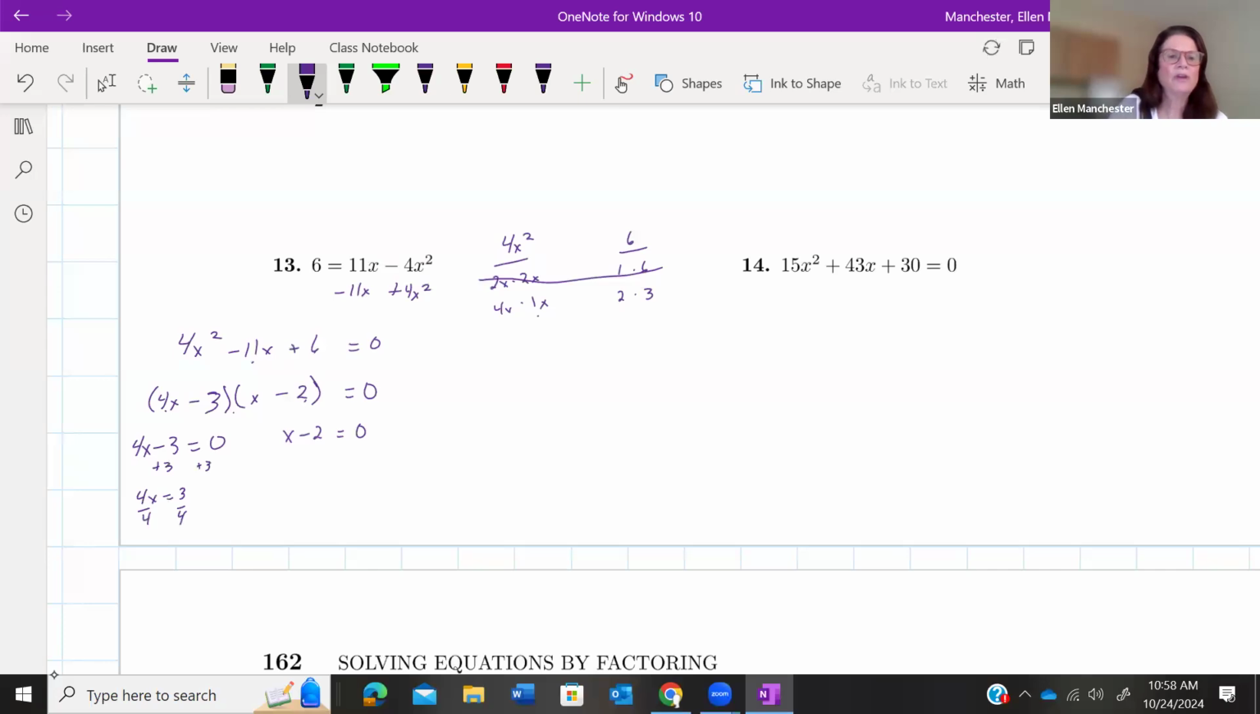So I'm solving for x, so I get x equals 3/4, which makes sense, right? The opposite of 3 over 4. And then I add 2 to both sides. So x equals a positive 2, which again makes sense because it's the opposite of negative 2. So always remember what you're finding. What you're finding is the x-intercepts.